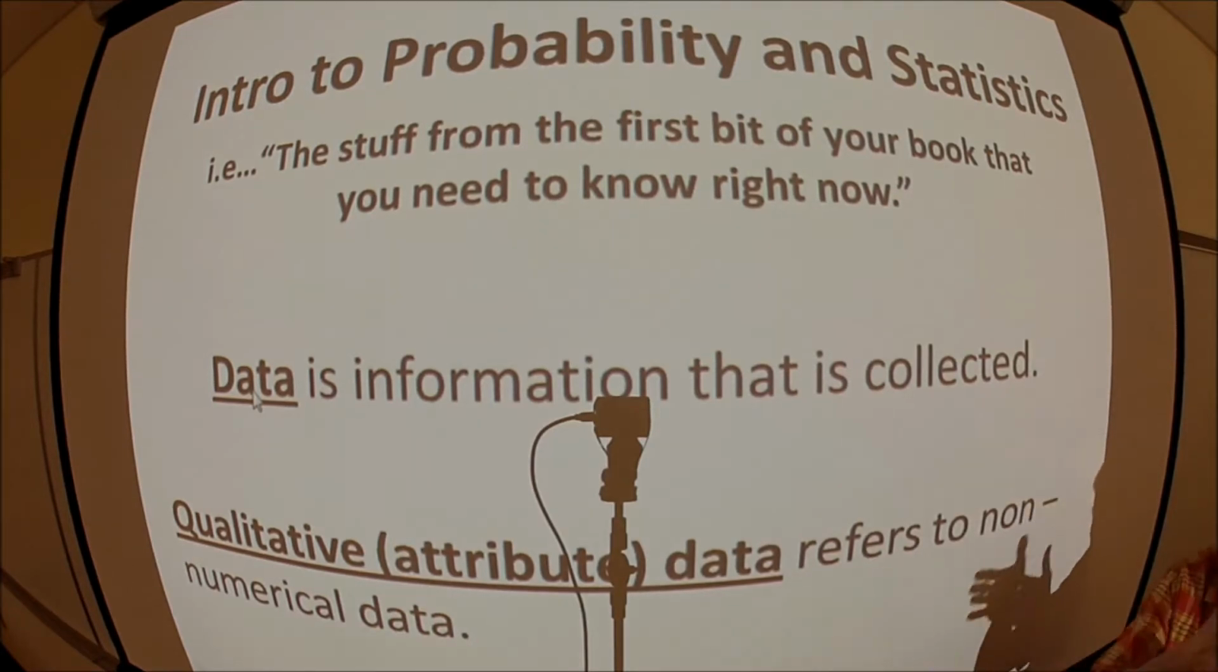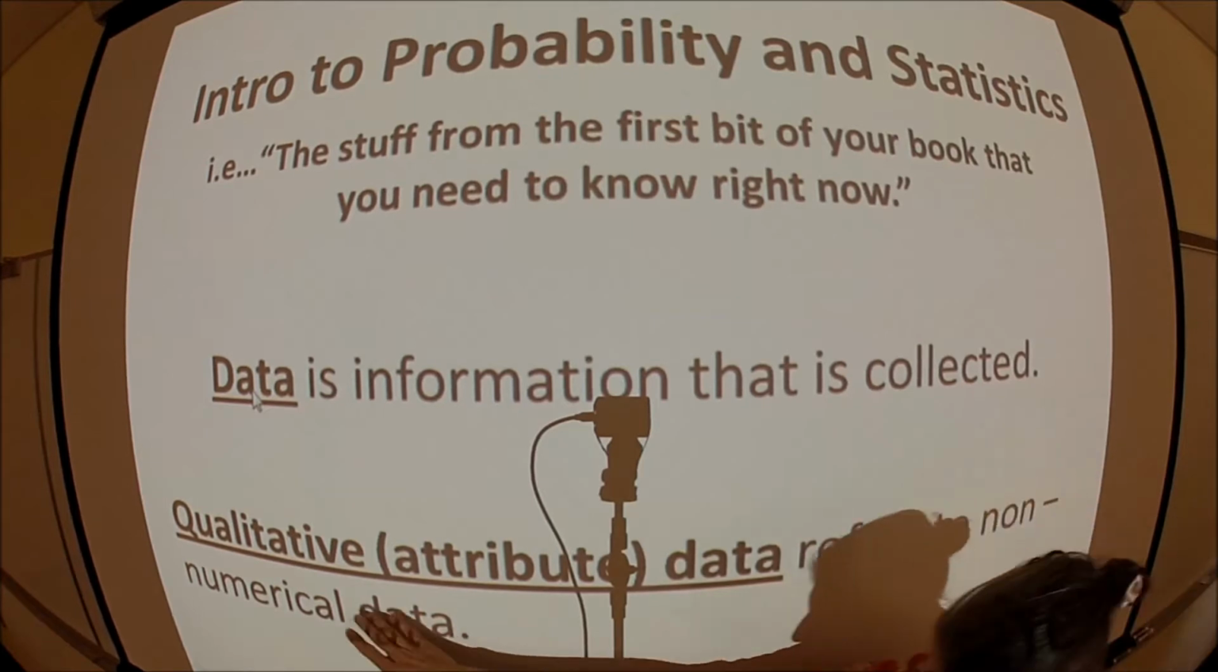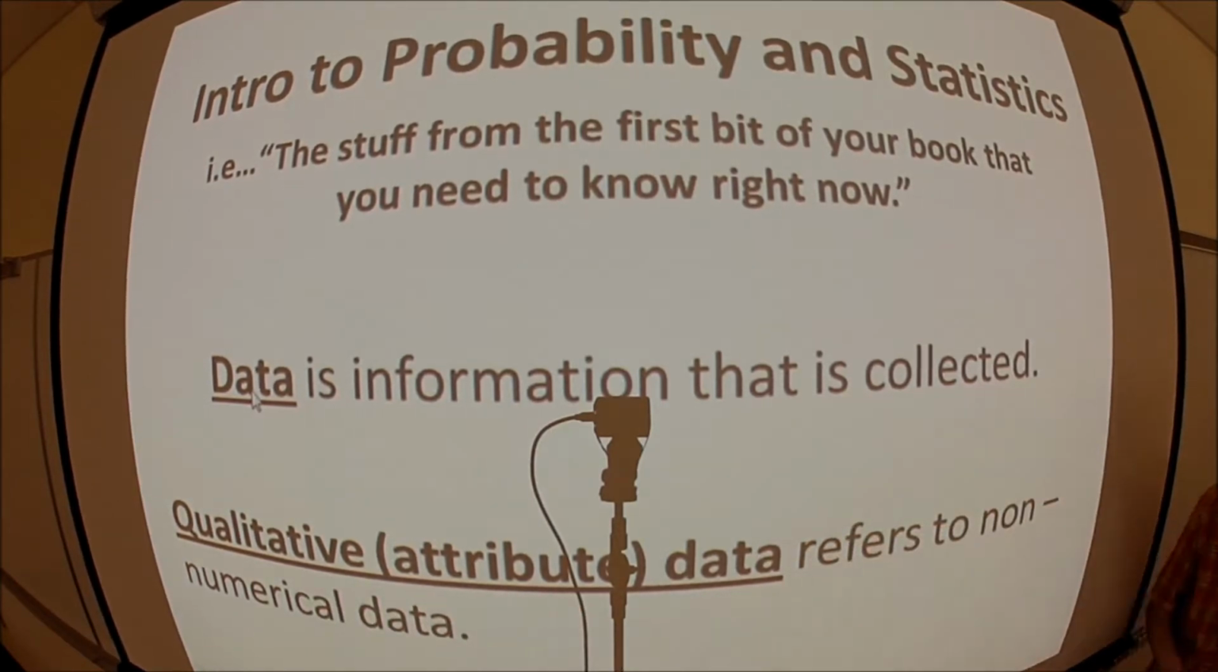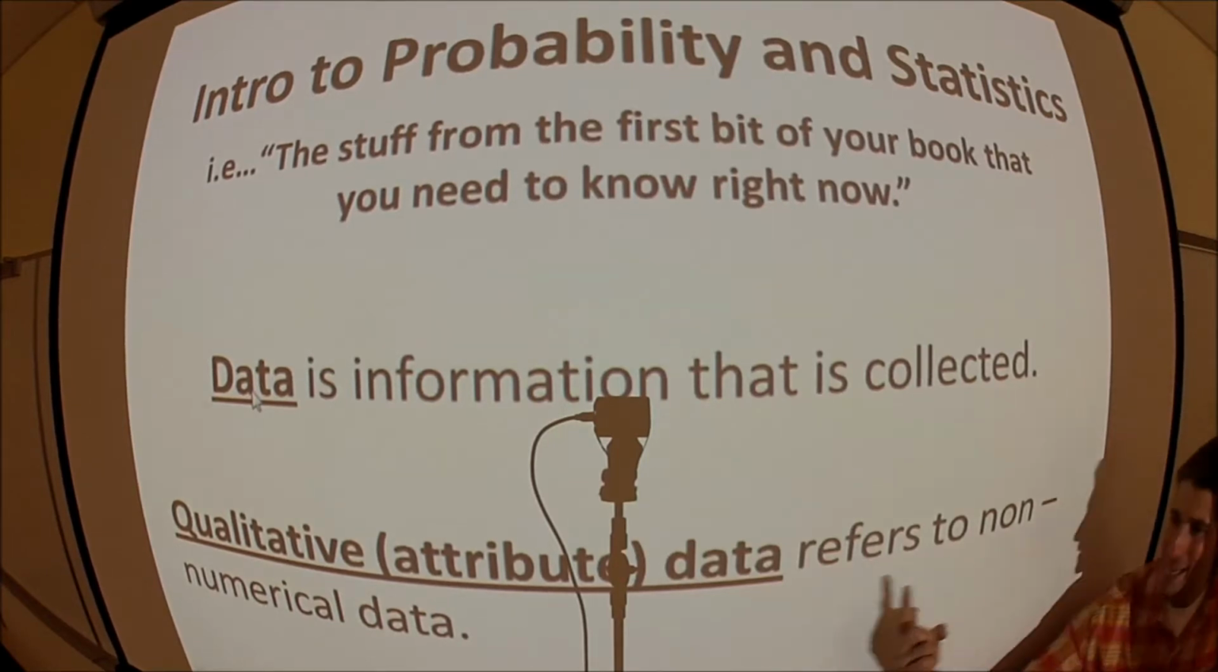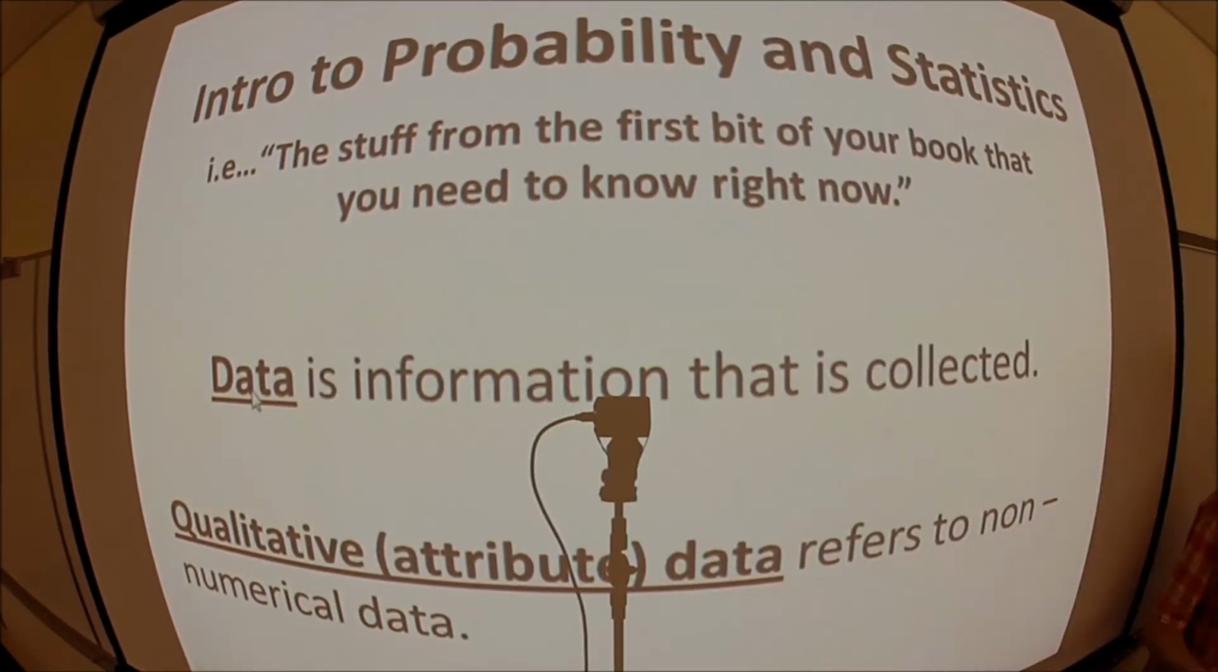The two kinds that we've broken it into are qualitative, also called attribute. You deal with this on a daily basis. I call it non-numerical. For example, if I was trying to keep track of the types of cars in the parking lot, that's non-numerical data, because you label them as Ford.